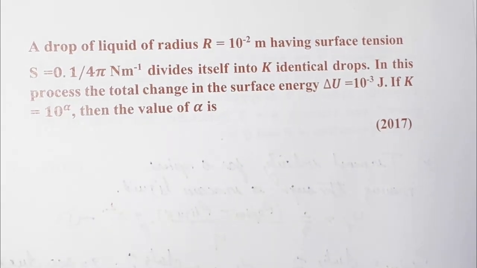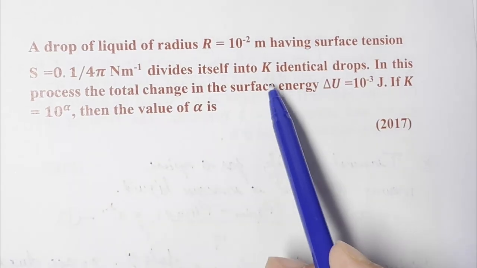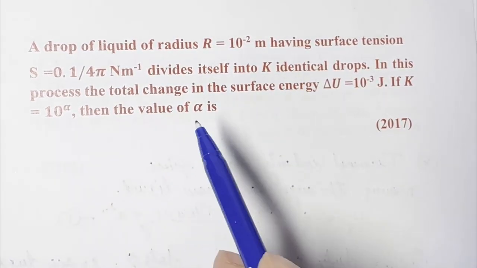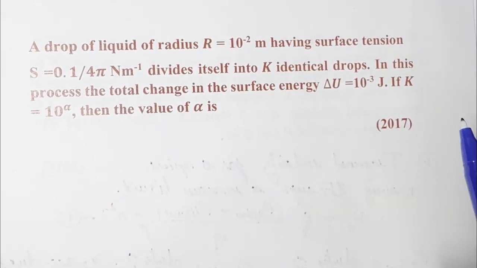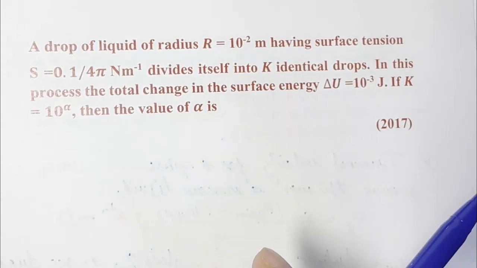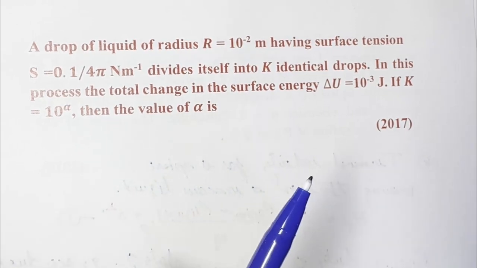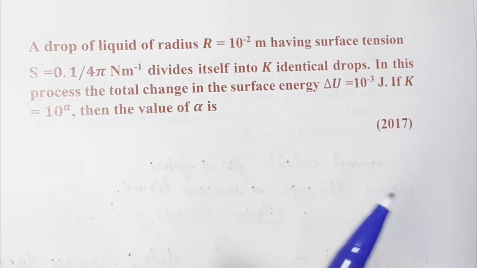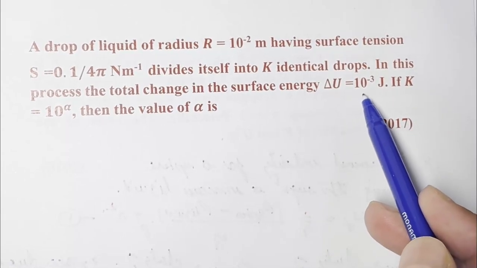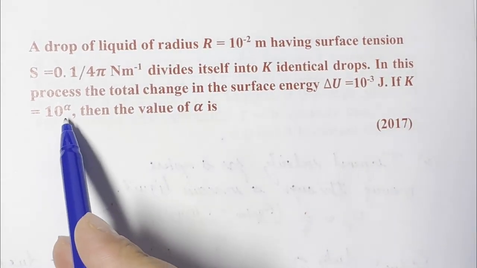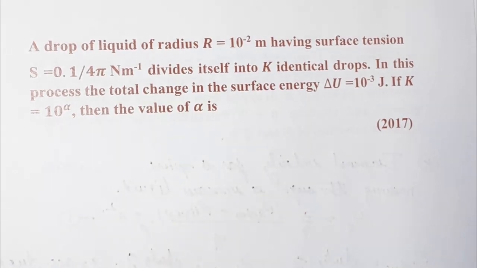So in this case, we have a bigger drop of radius R, and it divides into k identical drops. And we know that the surface energy is surface tension multiplied by the area. So we are going to use this basic concept, first for the bigger drop, and then the same for the smaller drops. Then we will find the initial and final surface energy, and the difference is given as 10 to the power minus 3, and this will help in calculation of the value of alpha.